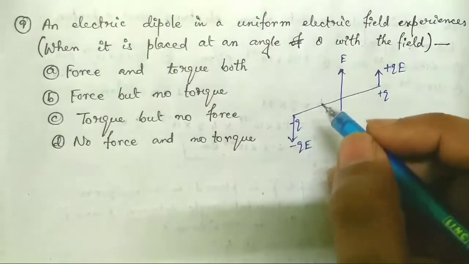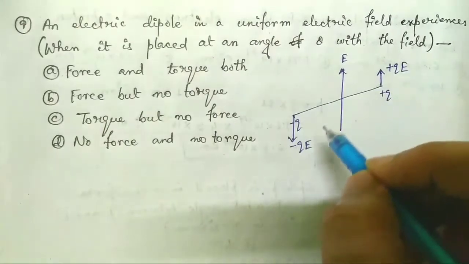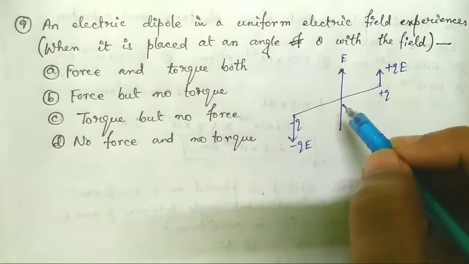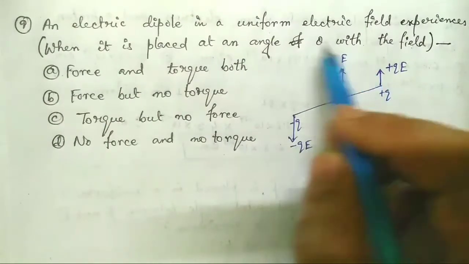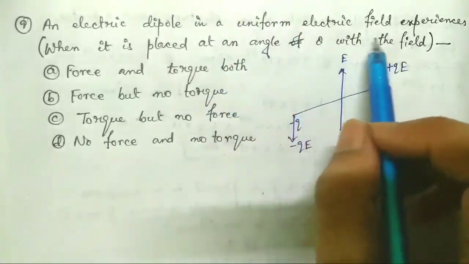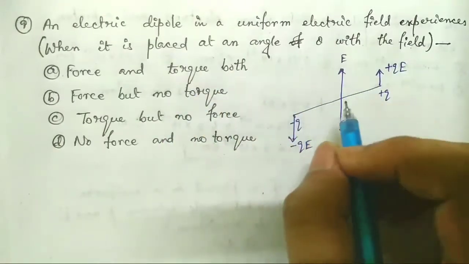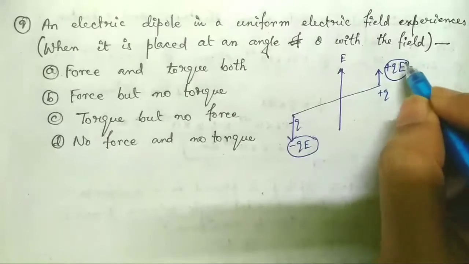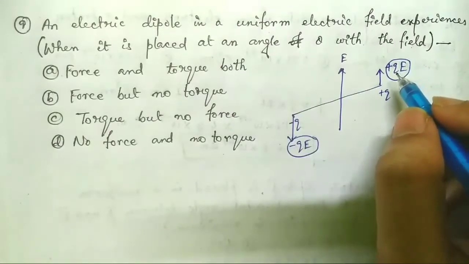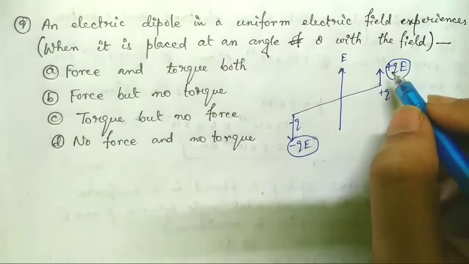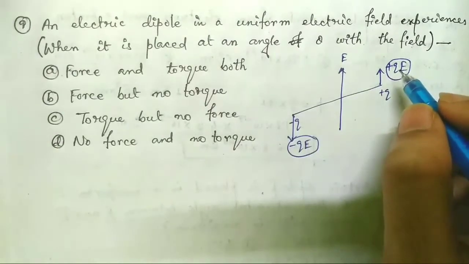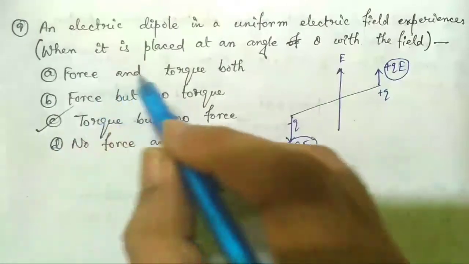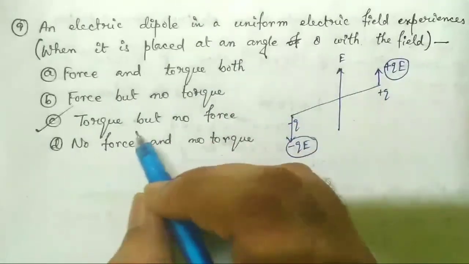We have seen this. Now these two charges are equal and opposite and parallel to each other, so there will be a torque. So the electric dipole in a uniform electric field experiences a torque. But since these two forces are equal and opposite to each other, there will be no resultant force. So the electric dipole will experience no force. So option C is the correct answer. Torque but no force.